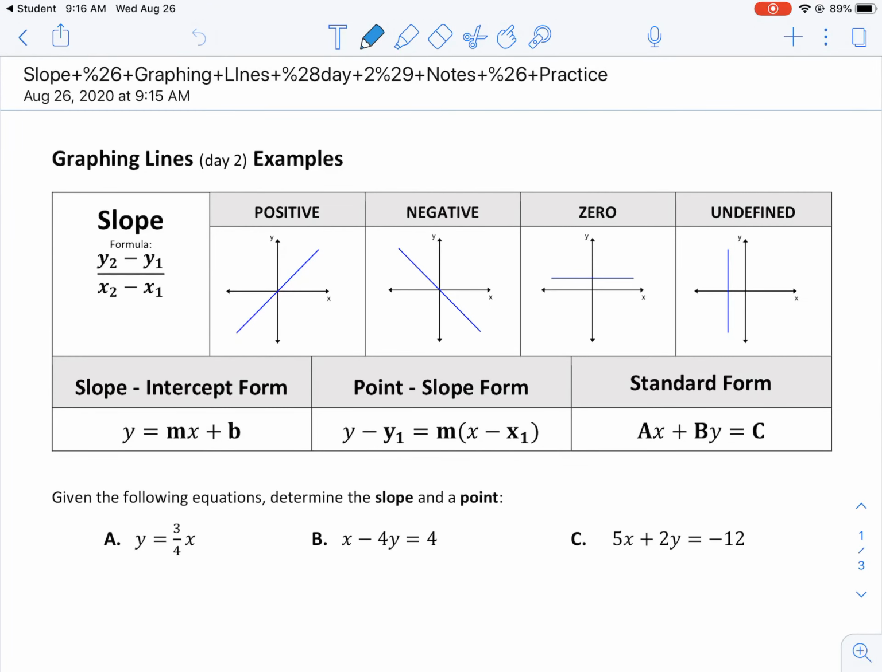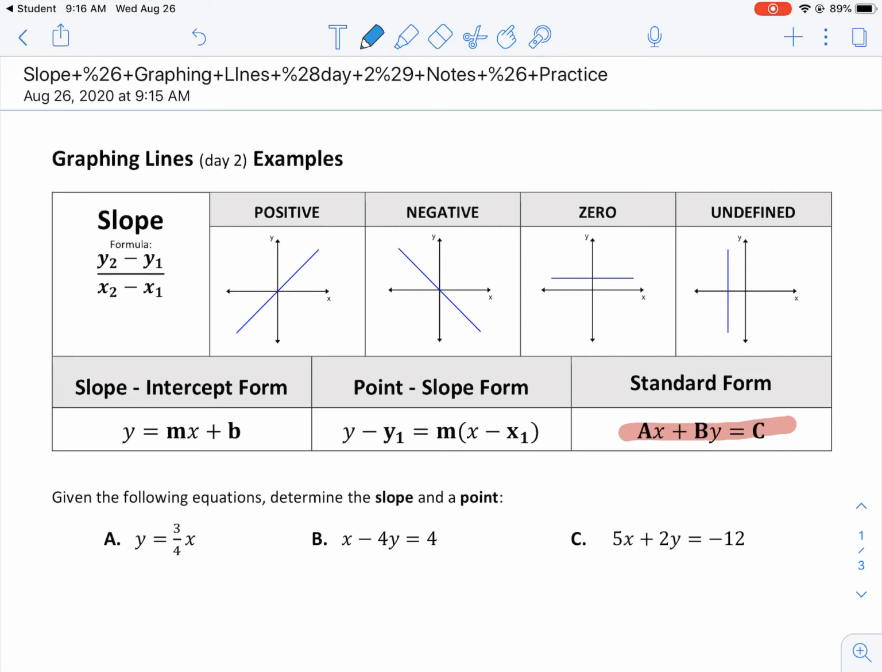All right, day 2 is going to be not as new stuff as yesterday, or not as much stuff. Really, the only new thing that we're adding, if you look at this, is standard form. Because we talked about the slope formula yesterday. We talked about these 4 graphs. We talked about slope-intercept form. We talked about point-slope form.